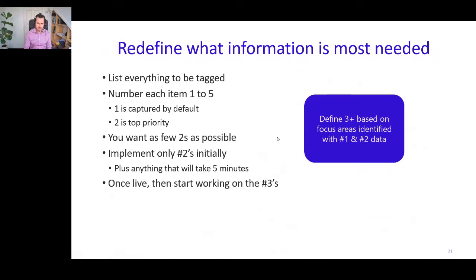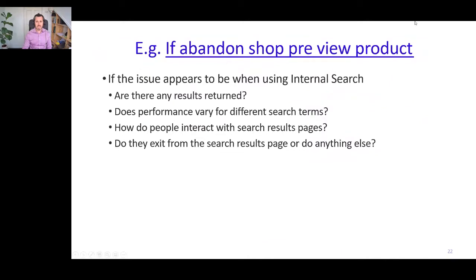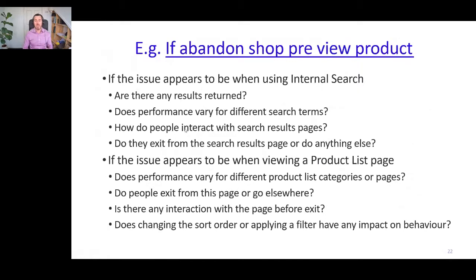And that becomes your number 3 level, what you start working on next. So for example, and again, we've got another recording here where I talk through all this. If the issue is people using internal search, I want to know how much internal search is being used. How many results are returned for each internal search term? What the different search terms are. Do people actually interact with the search results page? Do they apply filters, click on a result, change the sort order? What do they do there? Are they exiting or doing a second search?